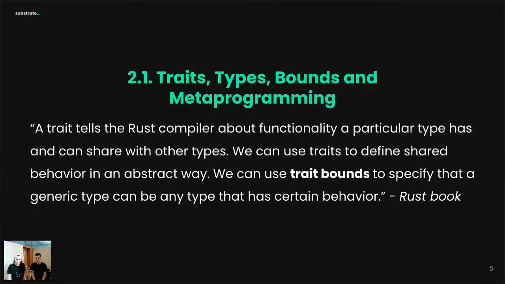A trait tells the Rust compiler about the functionality a particular type has and can share with other types. We can use traits to define shared behavior in an abstract way. We use trait bounds to specify that a generic type can be any type that has certain behavior. So if you read this, you probably think to yourself, okay, what's going on? I think the takeaway from reading this, at least, is that Rust is trying to handle behaviors defined by layers of abstraction.